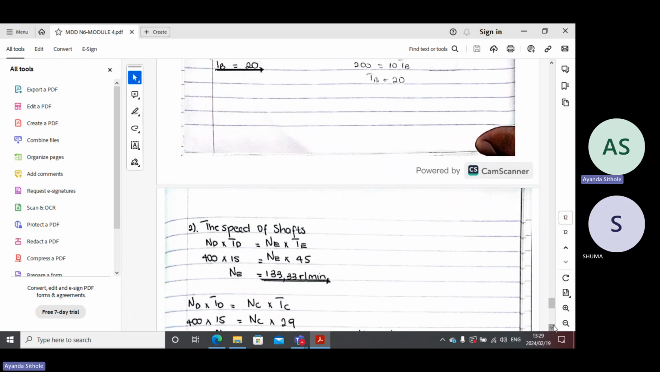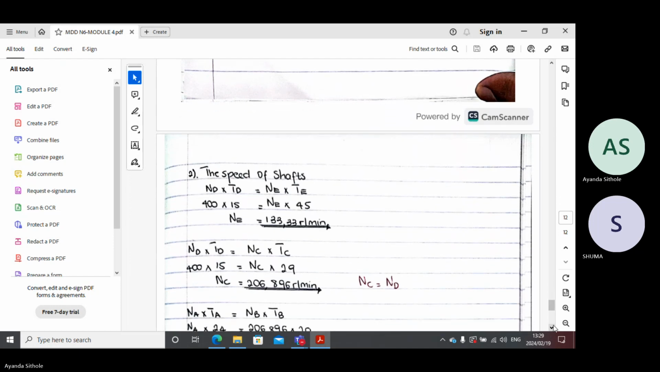Okay, so number 2. We are asked to calculate the speed of the shafts. That means we are calculating the speed of shafts 1, 2, and 4, since the speed for D is given. The speed for D is 400, so we are looking for the speeds NE, NC, and NA. NB will be equal to NC, but since they are meshing with each other.